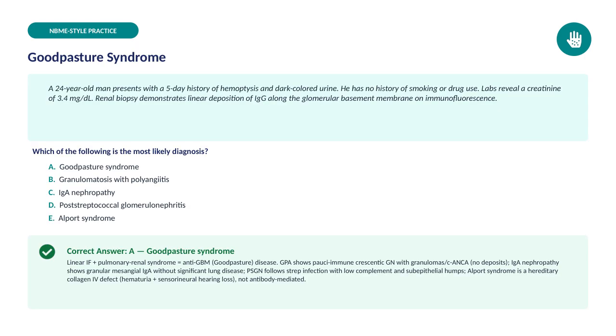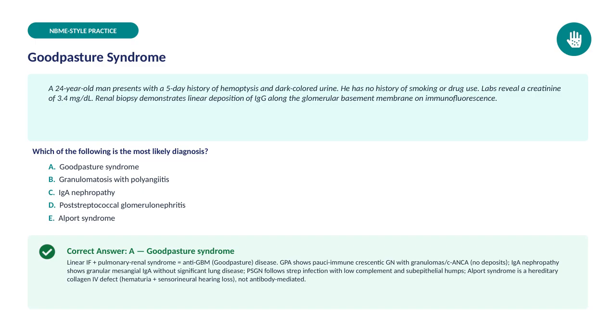This 24-year-old man's symptoms of hemoptysis and dark urine, combined with an elevated creatinine and a renal biopsy showing linear IgG deposits along the glomerular basement membrane, point directly to Goodpasture syndrome. This condition is an autoimmune disease where antibodies attack the basement membranes in both the lungs and kidneys, causing bleeding and kidney damage.